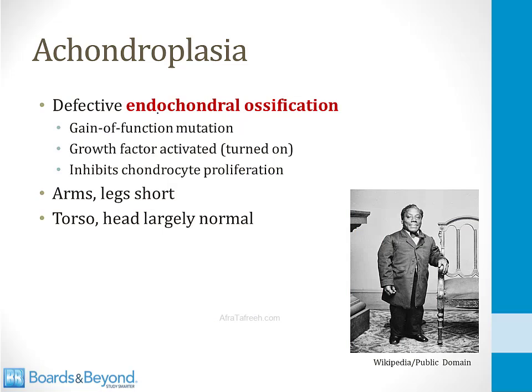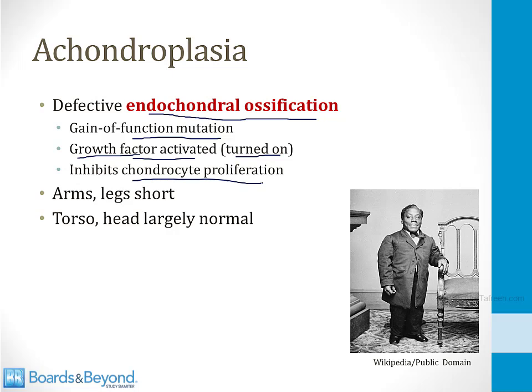Basically, achondroplasia is a disorder of defective endochondral ossification. The mutation that occurs in the gene is a gain of function mutation, so the growth factor receptor is activated and turned on. Now you might think a turned on growth factor would lead to more growth, but in fact what happens is chondrocyte proliferation is inhibited.